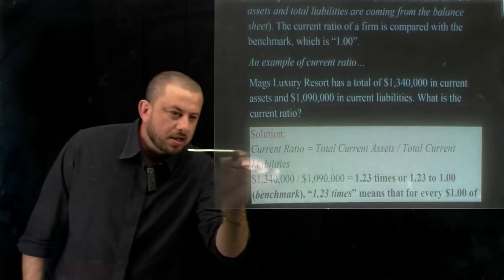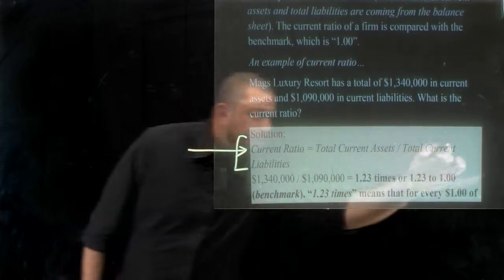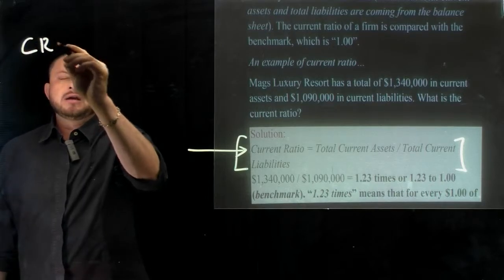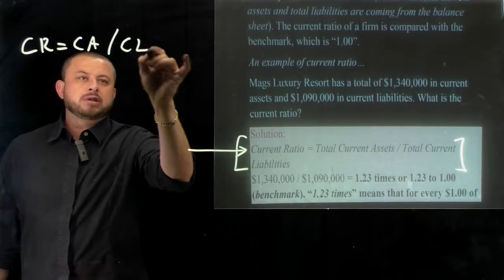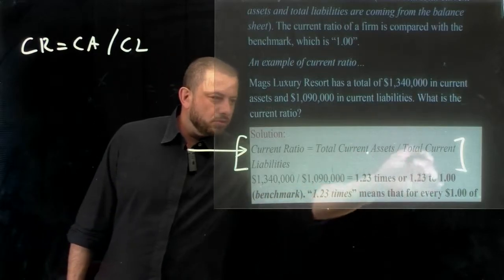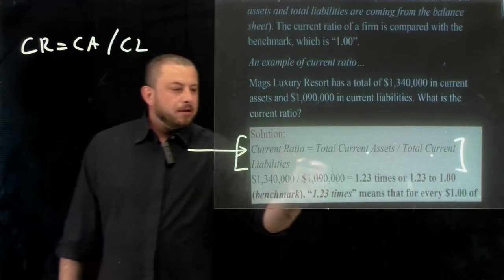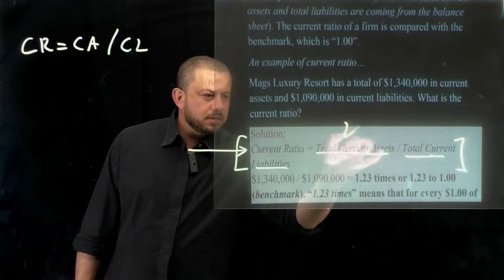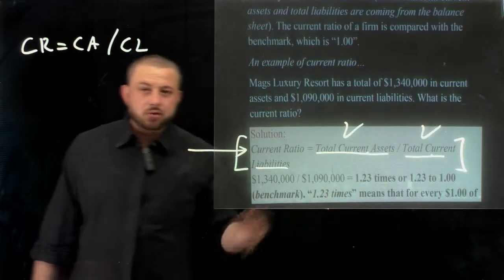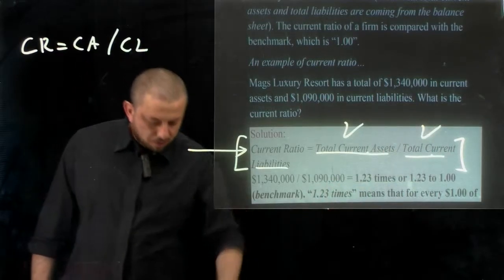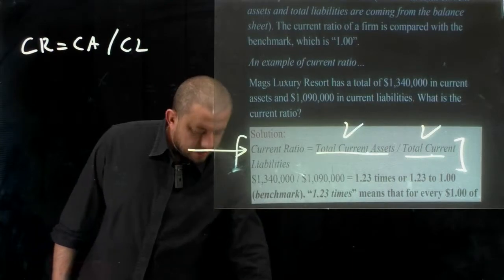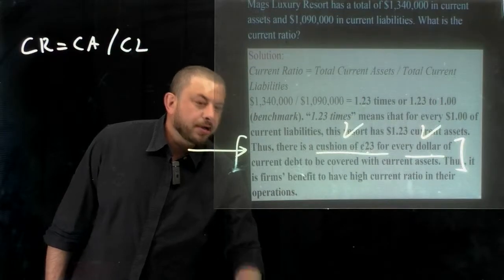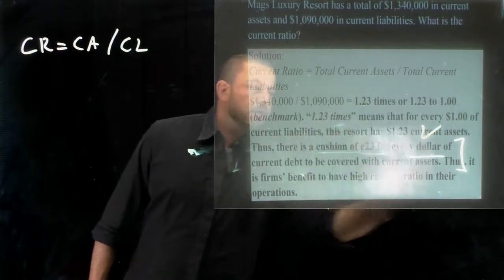Take a look at this. Let me put this in the brackets. Current ratio, let's say CR, is equal to current assets over current liabilities. Total current assets over total current liabilities. Well, when we analyze the specific components of the equation, this one is given to us and this one is given to us. All we have to do for MAG is plug in the numbers. Please take a look at my solution steps over here.